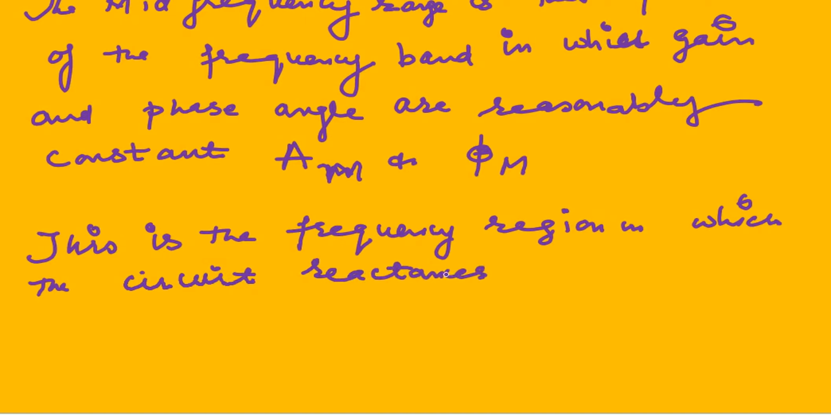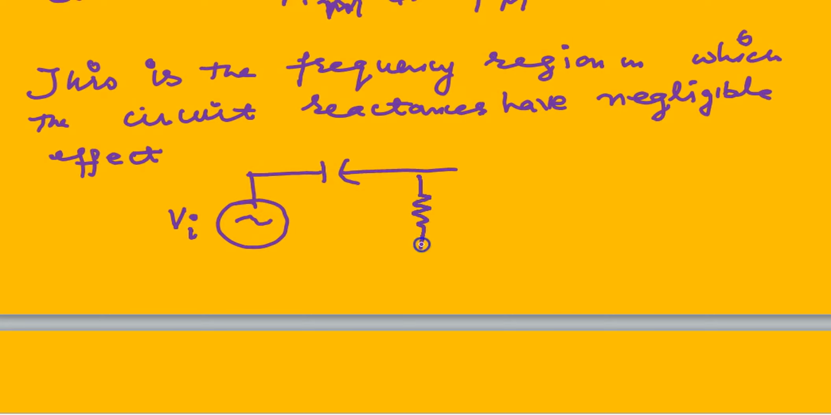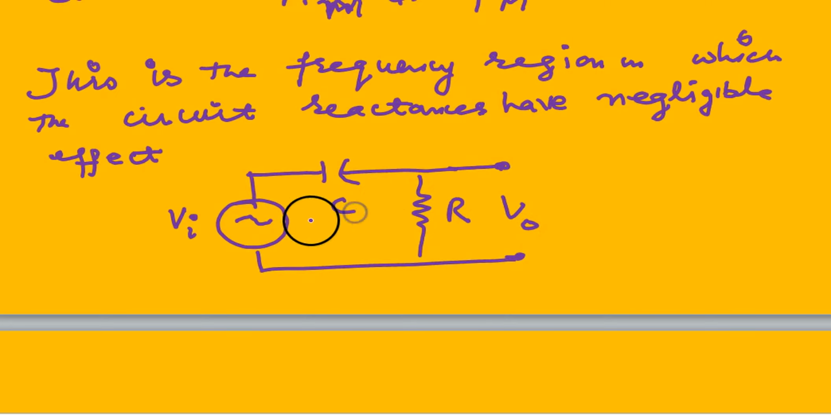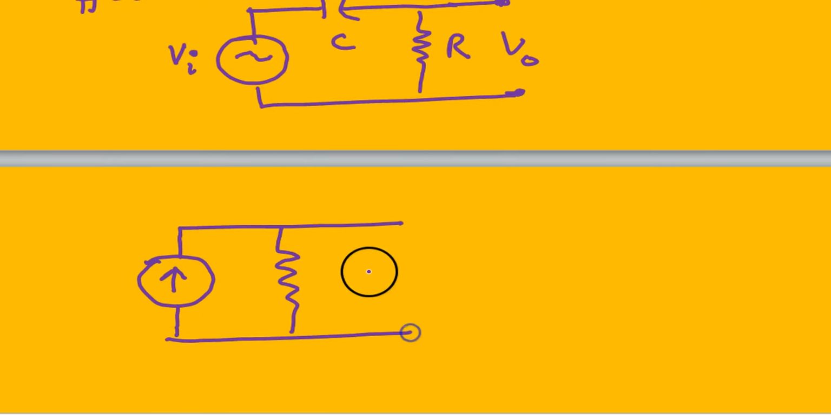Now, circuit reactances are negligible within the mid-frequency range. Let there are two circuits: voltage source, series capacitor, and the resistor R. Current source, shunt capacitance with resistance R.